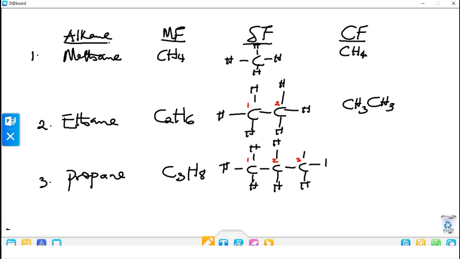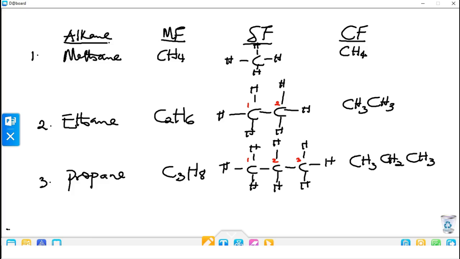This is how propane is drawn. So this is the structural formula for propane. Now, what will be the condensed formula? The condensed formula for propane will be CH3, CH2 at the middle, and at the extreme, CH3.